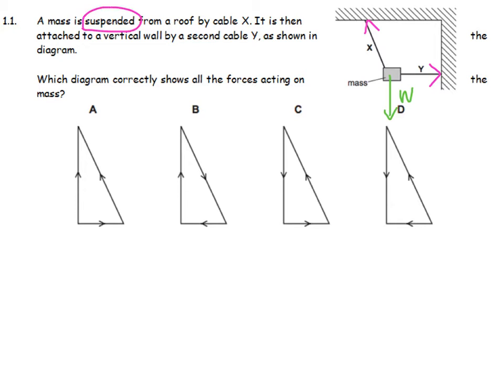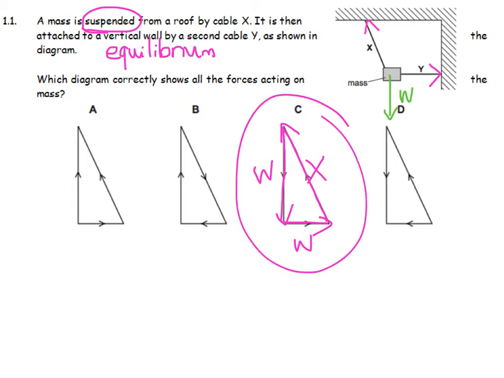It says that these are suspended, and if they're suspended, that means that they must be in equilibrium. If they're in equilibrium, we'll have a closed triangle of forces, and we're going to say W is acting downwards, the Y force is acting to the right, head to tail, and the X force is acting up towards the top left-hand corner. So C is your correct answer.